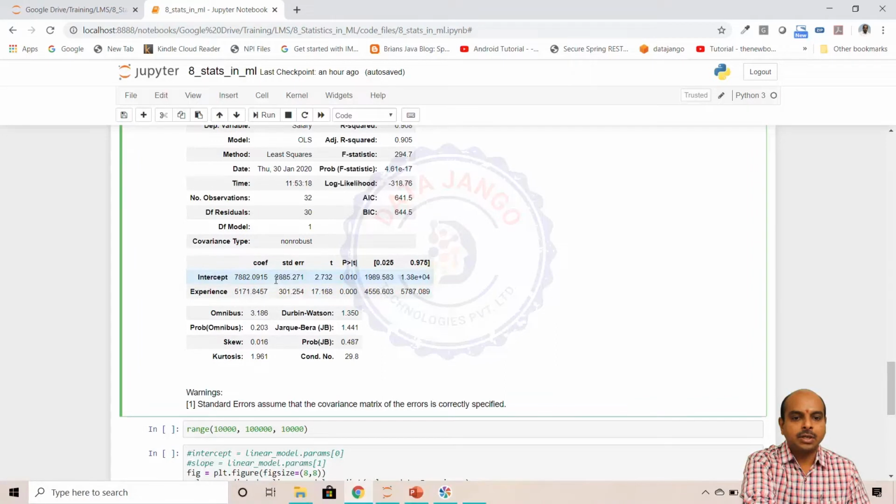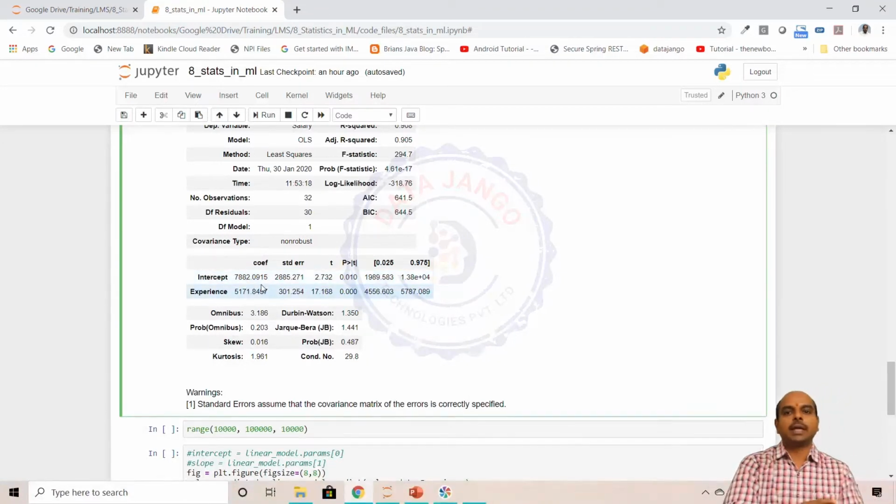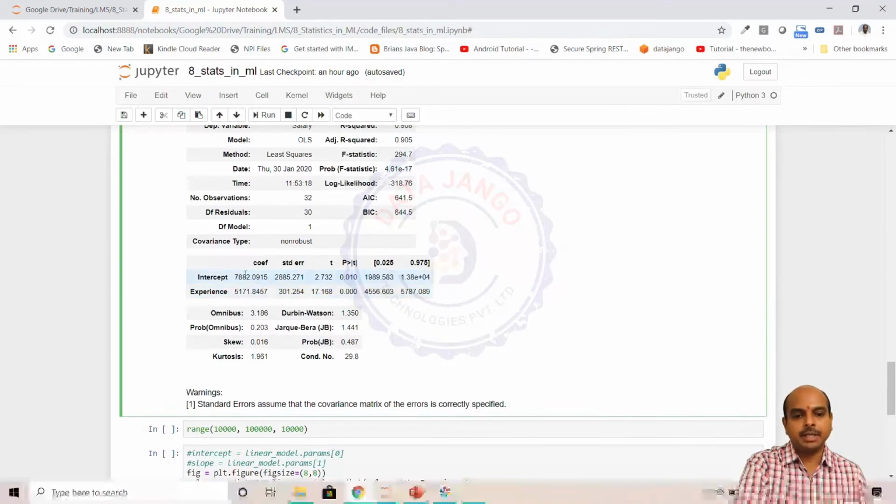The standard error is 2885. What that means is this is kind of mean, right? If you found like 10 intercepts or maybe 32 intercepts for 32 rows, this is kind of a mean, and this is kind of standard deviation. And the t score is 2.732, just like z score, right? And then p value is 0.01, and the 95% confidence interval is 1989 and 13,800. It is 1.38 into 10 to the power 4, right?